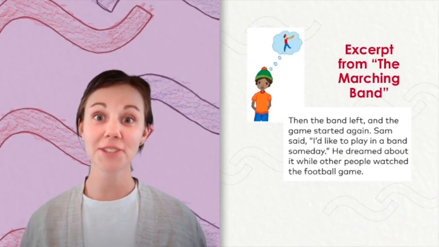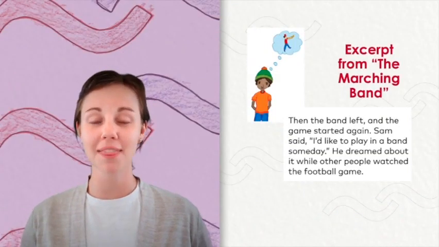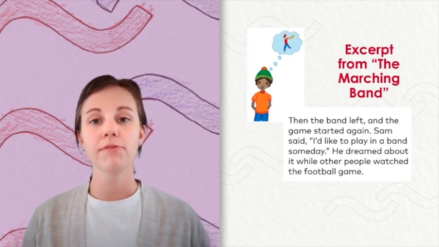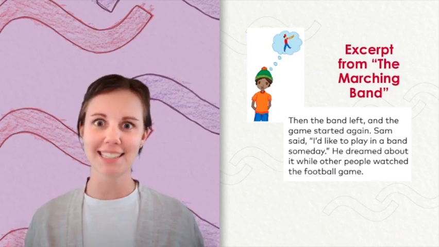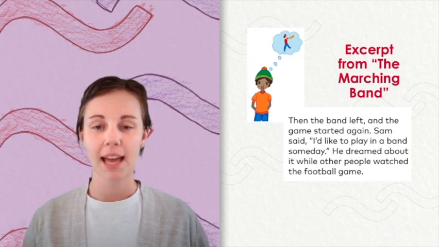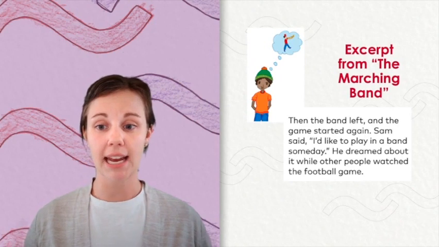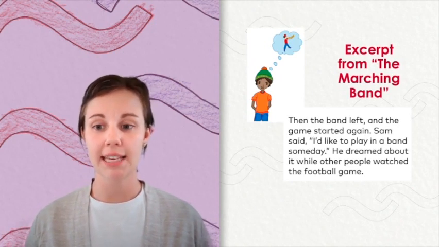Fluency! Here's our excerpt from the decodable book, The Marching Band. Let's read it, thinking about fluency. Listen as I try first. Then the band left and the game started again. Sam said, I'd like to play in a band someday. He dreamed about it while other people watched the football game.